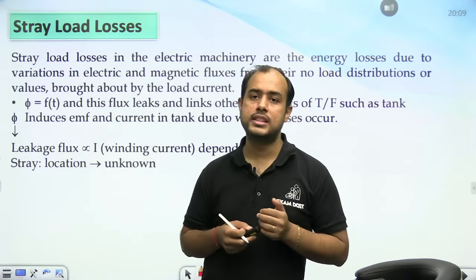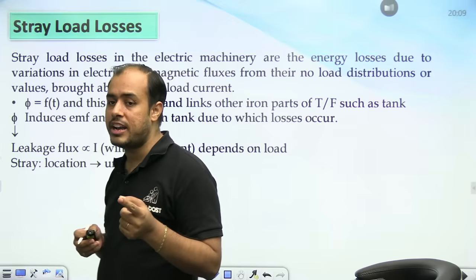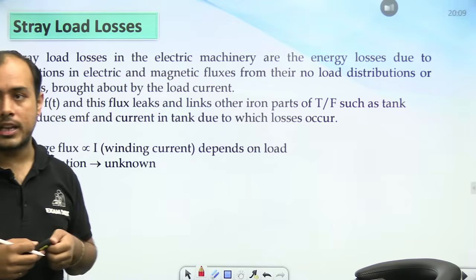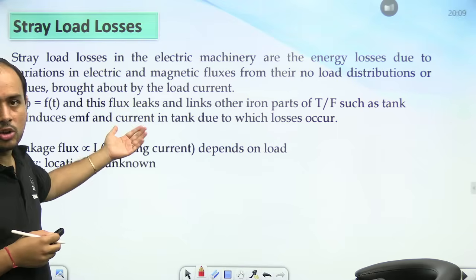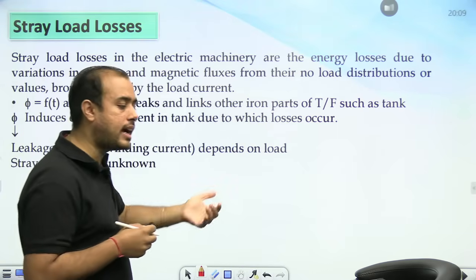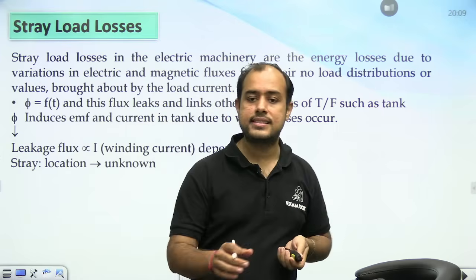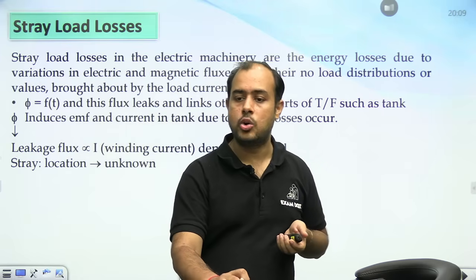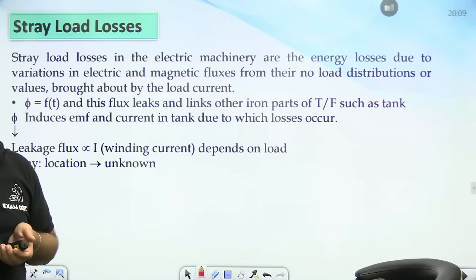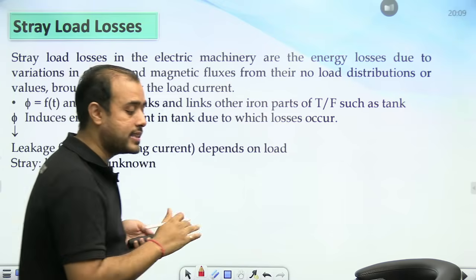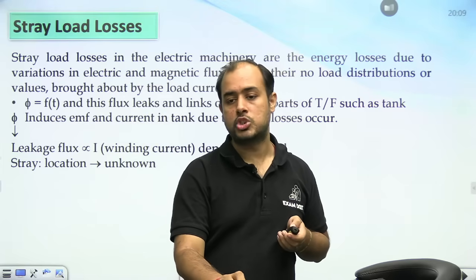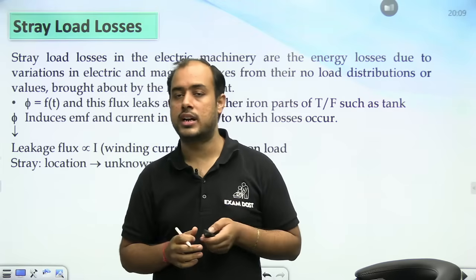So it depends on the load. Hence the EMF depends on the current and the eddy current will also depend on the load. So these losses depend on the load and they occur in random parts of the transformer. Hence they are called stray load losses. इसीलिए क्या कहलाते हैं बेटा? Stray load losses, क्योंकि इनका लोकेशन फिक्स नहीं है, ये रैंडम लोकेशन पे होते हैं और ये करंट के प्रोपोर्शनल आते हैं. They are proportional to the current.